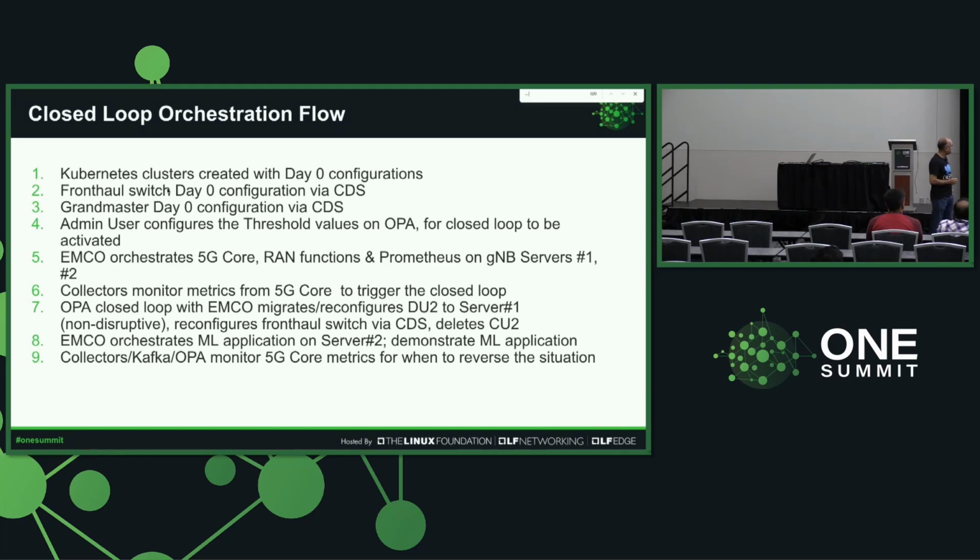So now we orchestrate machine learning application on server 2. We started with computer vision. There's a framework that NVIDIA has called Metropolis. But more recently, we are doing inferencing with Triton and GenAI with NeMo. So these are all NVIDIA frameworks, Triton and NeMo, that are readily available. So we do that and demonstrate the machine learning application. And finally, we keep monitoring to reverse the situation. So that's how the closed loop worked.